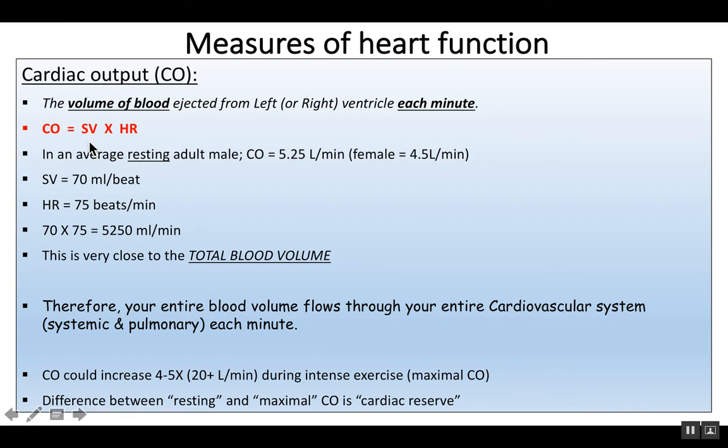For example, when you're exercising, your stroke volume will increase. So the volume per beat goes up, say from 70 to 80, and your heart rate goes up. Maybe it goes from 75 to 125. So now you can dramatically boost that cardiac output by increasing both of these parameters.